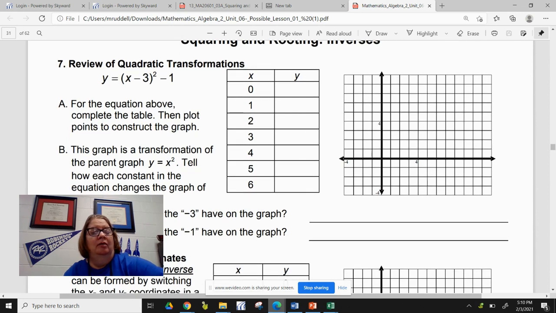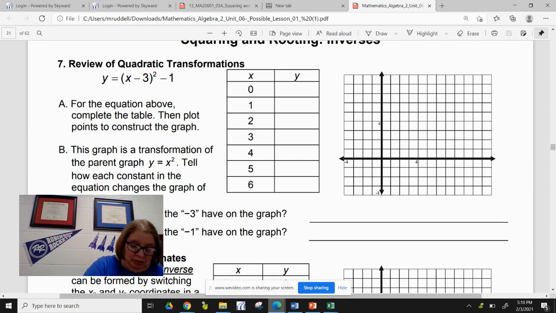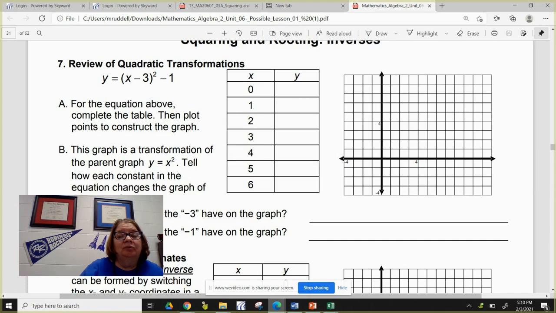Okay. Welcome back. I hope you paused and tried to work these on your own, so you can see if you know what you're doing, see if you understand. All right, number 7 says (x minus 3) squared minus 1. We know about transformations. We worked on those on Wednesday or Tuesday. What does this minus 3 do? It's going to move it to the right 3. And this minus 1 goes down 1. It was pretty easy. For the equation above, complete the table, then plot the points to construct the graph.